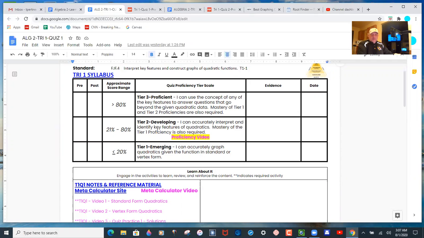And then, of course, Tier 3 is using the concepts that you've learned to go outside of the normal problems, to extrapolate, I guess, using the knowledge to solve problems beyond just the normal set of givens and formulas and data. That involves looking at a table and filling in coordinates, and then using the symmetry between the vertex point and the two x-intercepts to answer questions about coordinates.